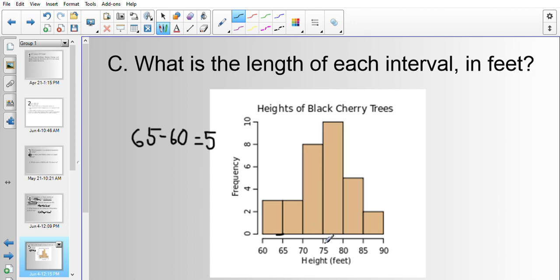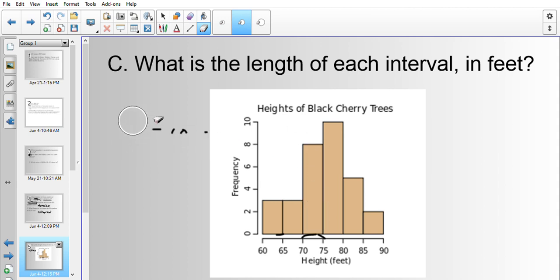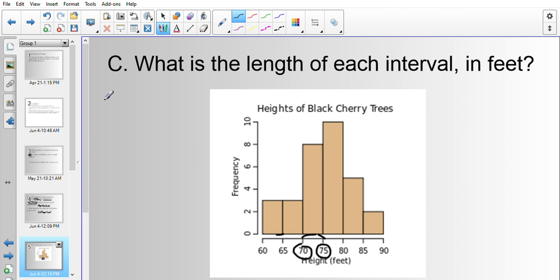And I can check over here too. What's this interval right here? Again, what is the width of that rectangle? Well, I can find the width of that rectangle by taking the second number and subtracting the first. 75 minus 70 is 5. So I know the interval or the width of that rectangle is 5 feet.